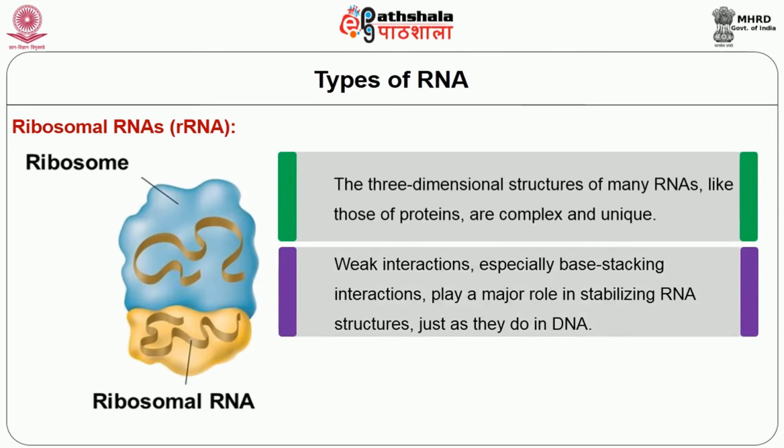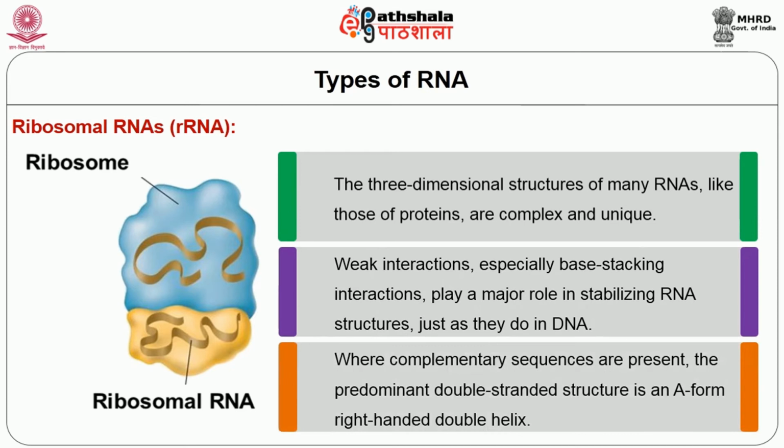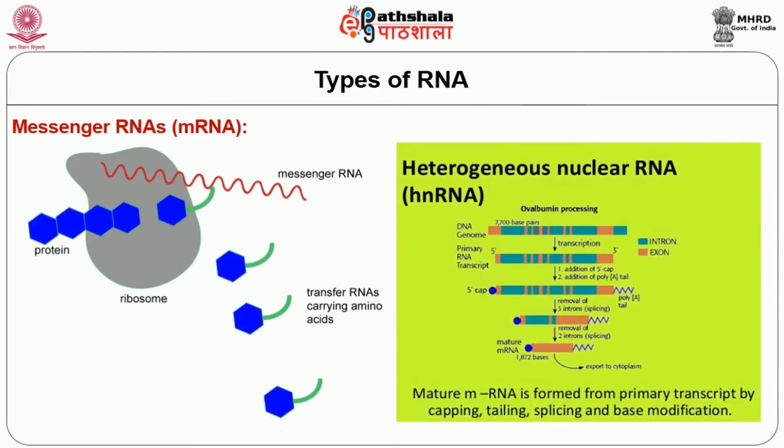Weak interactions, especially base stacking interactions, play a major role in stabilizing RNA structures just as they do in DNA. Where complementary sequences are present, the predominant double-stranded structure is an A-form right-handed double helix. Messenger RNAs or mRNAs are intermediaries carrying genetic information from one or a few genes to a ribosome where the corresponding proteins can be synthesized. The mRNAs are complementary copies of the sense strand of DNA.